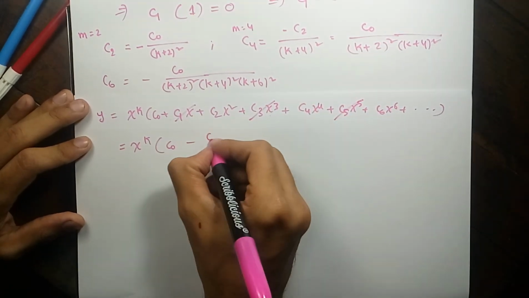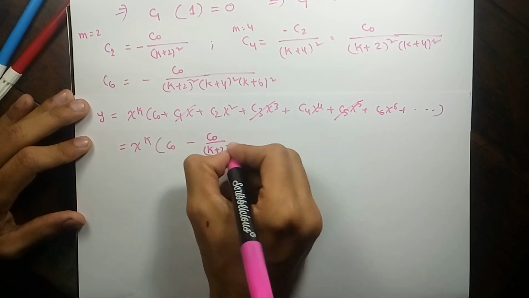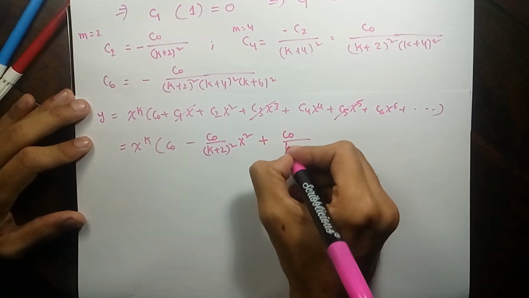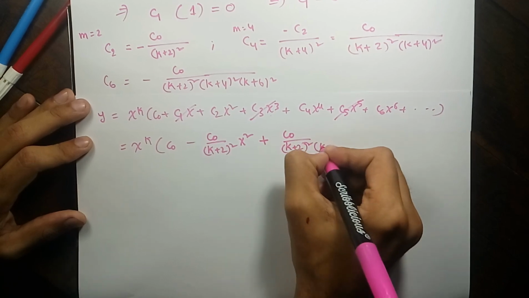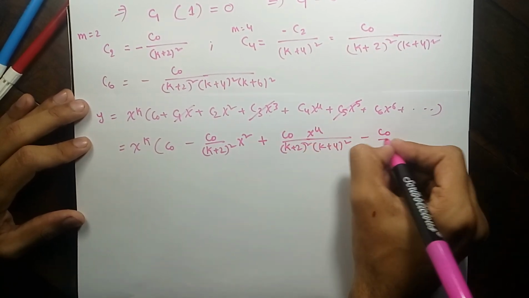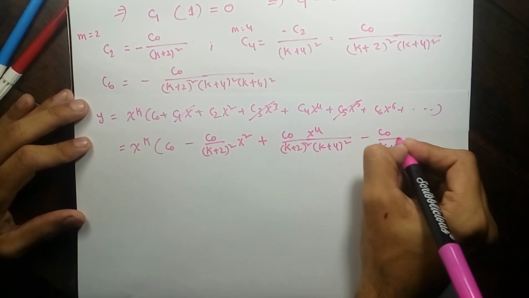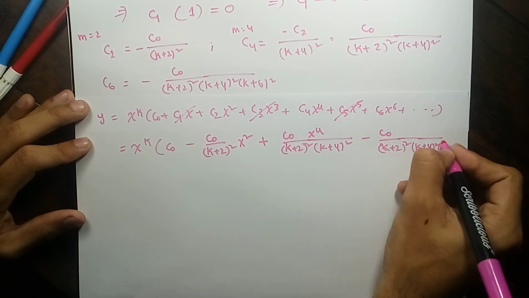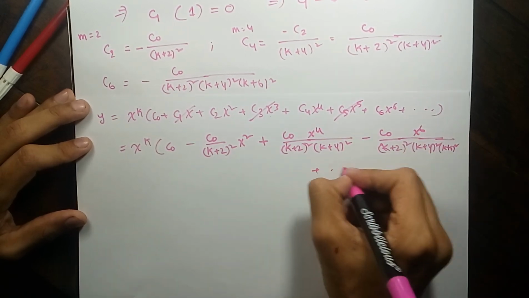C2's value is equal to minus c0 over (k+2)² x², plus c0 over (k+2)²(k+4)² x⁴, and then minus c0 over (k+2)²(k+4)²(k+6)² x⁶, plus and so on.